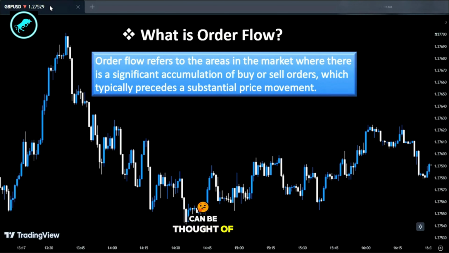Order flow can be thought of as the underlying current that guides the market. It's the collective influence of all orders, both pending and executed, that drives price action. Unlike order blocks, which are specific levels on the chart, order flow zones are broader areas where a concentration of buying or selling pressure is present. These zones often coincide with critical levels of supply and demand, where market participants are most active. By analyzing order flow, you can gain a deeper understanding of market dynamics. This allows you to predict with greater accuracy where the price is likely to move next, as well as identify key levels where the market is likely to reverse or continue its trend.